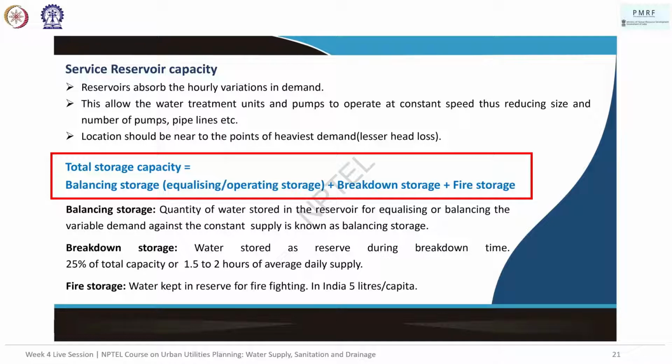Breakdown storage is just in case there is an issue in the distribution network, or before the service reservoir, or there is an issue in the water treatment plant, or any such issue where the supply of water is going to break down for some time.